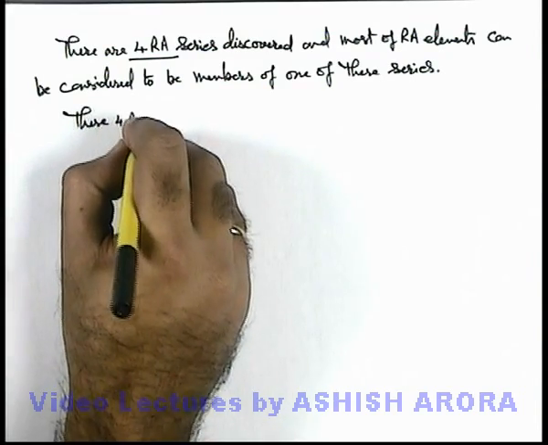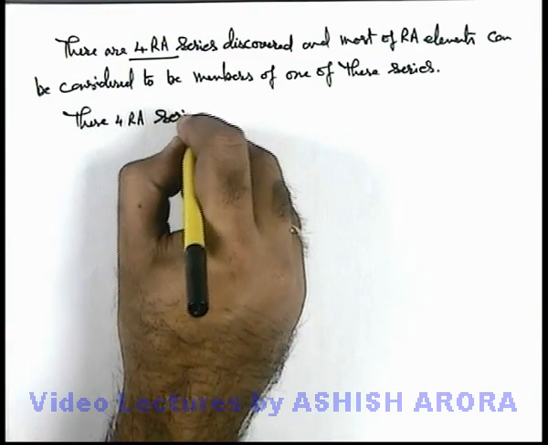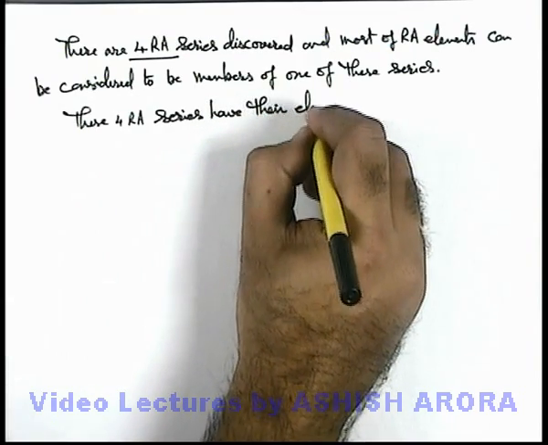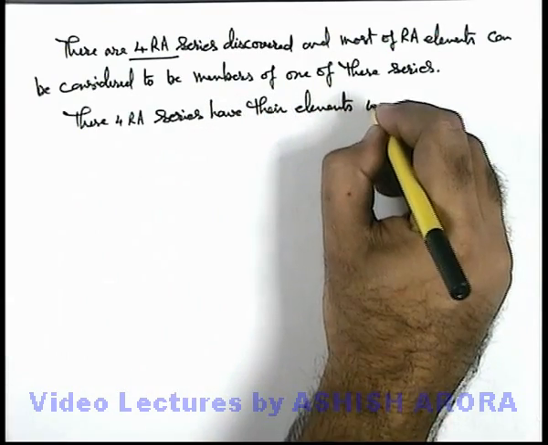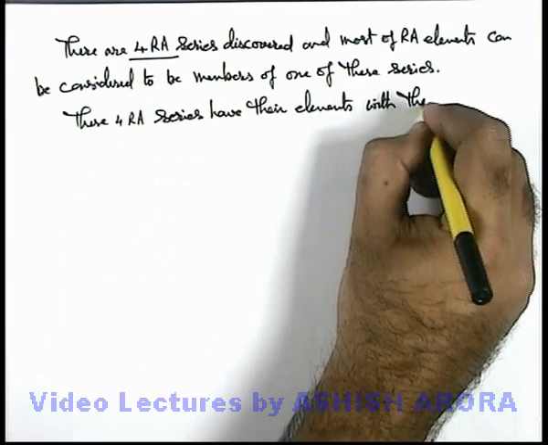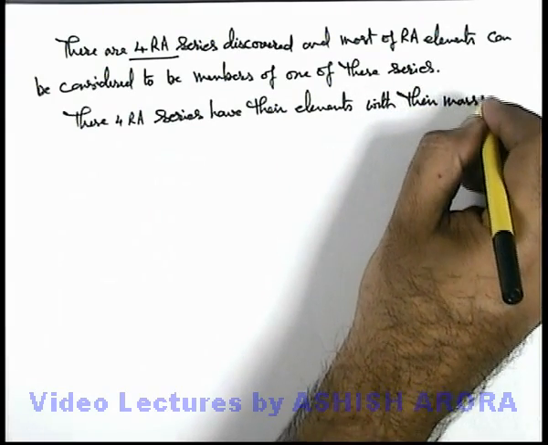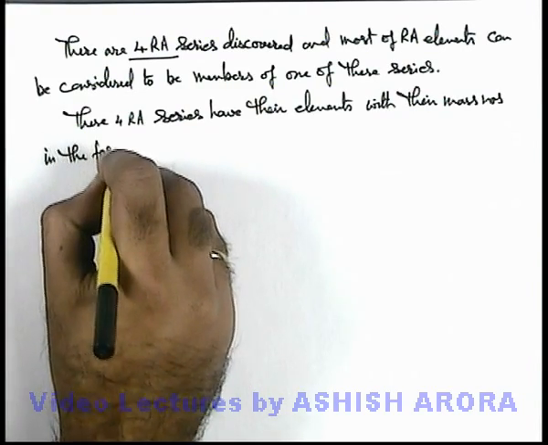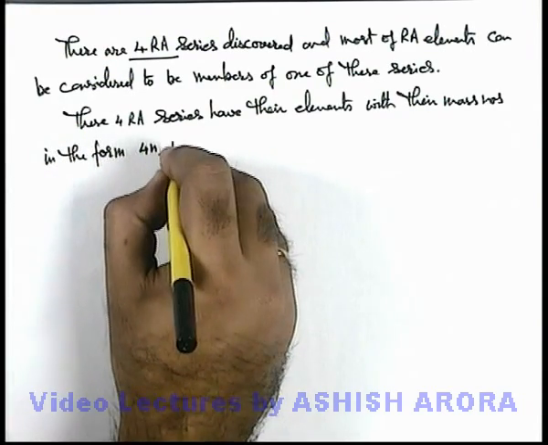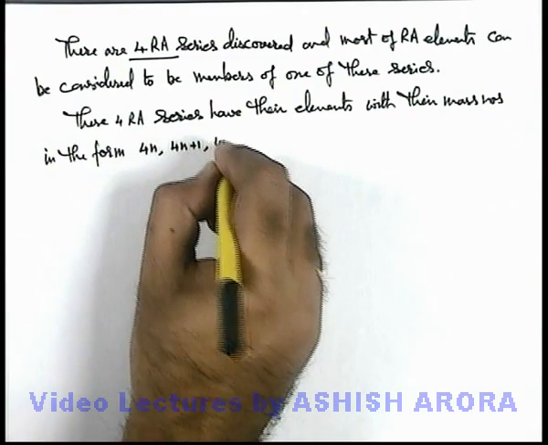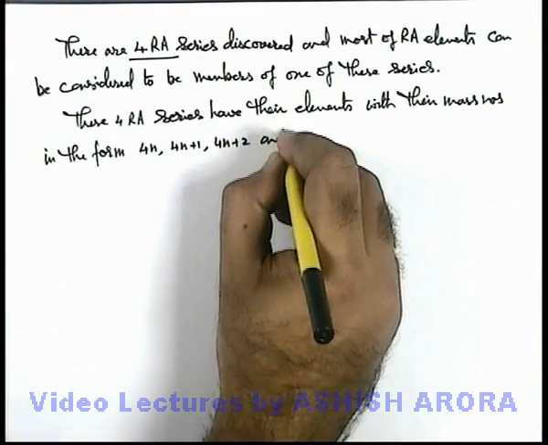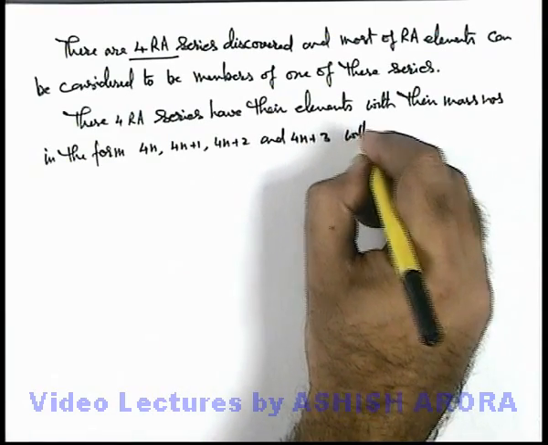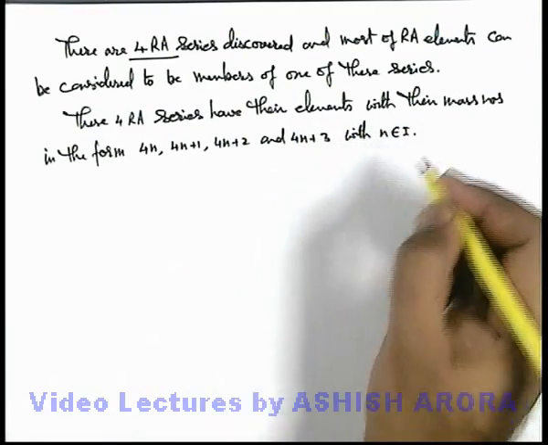these 4 radioactive series have their elements with their mass numbers in the form 4n, 4n plus 1, 4n plus 2 and 4n plus 3, with n belonging to the set of integers.